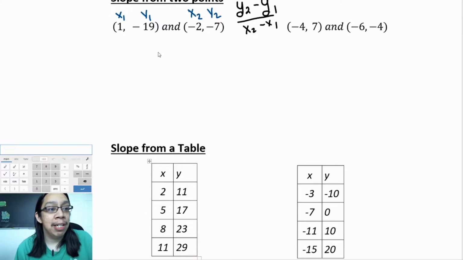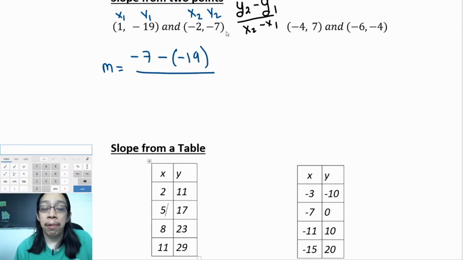Let's say that we wanted to calculate the slope here. Well, the slope, m, can be easily calculated this way: y2 minus y1. What here is my y2? It's negative 7. So negative 7 minus, what's my y1? It's negative 19, so put parentheses, negative 19, divided by, what's the x2? The x2 is right here. We labeled it. It's negative 2. Minus, what's our x1? We labeled it. It's 1. I'm going to put parentheses there too. That's going to be 1.